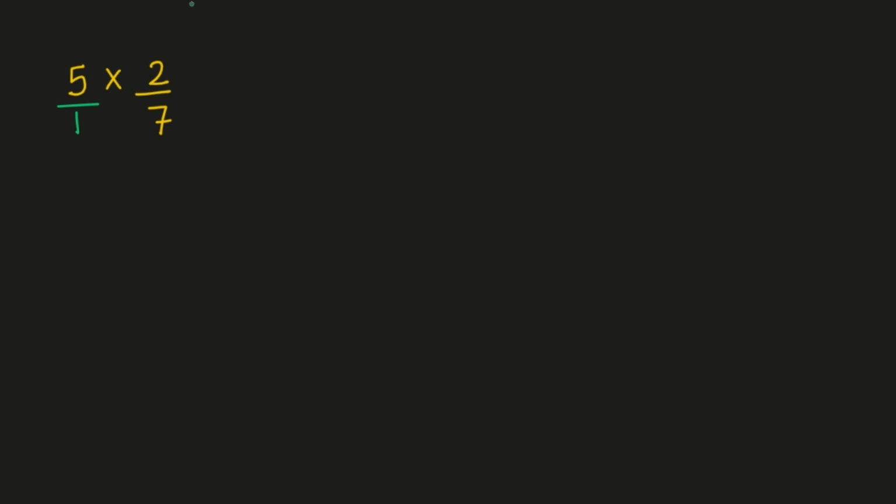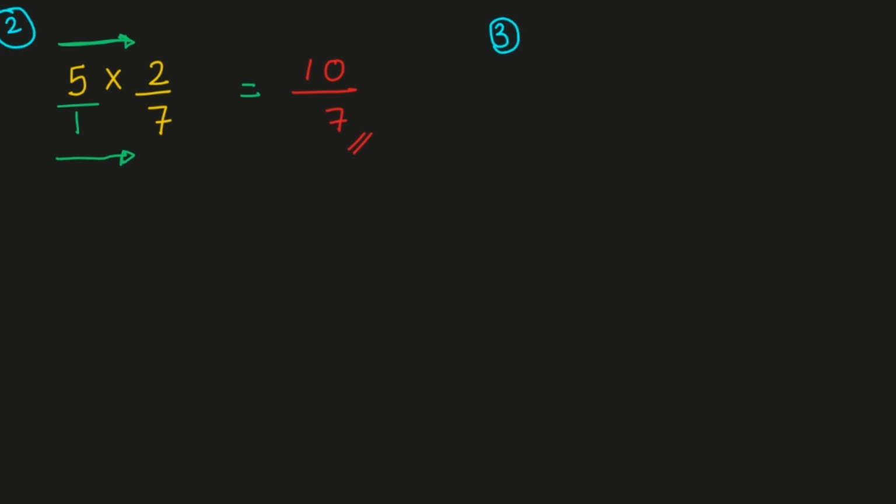So now we can simply multiply the values horizontally, considering the numerator and also the denominator. So what will be the answer? 5 into 2, it's what? 10, right? 1 into 7, it's 7. Easy, right? This is the second example that we discussed.